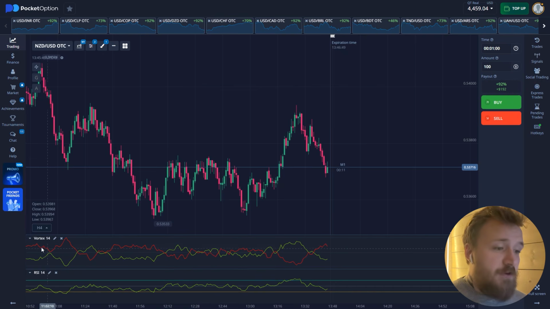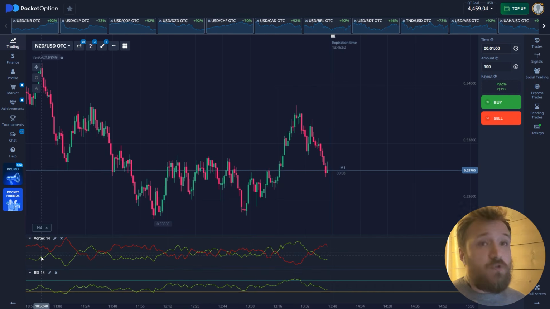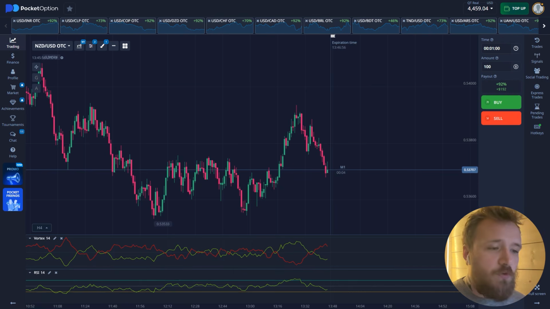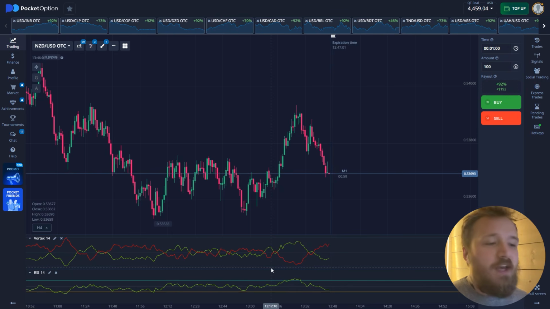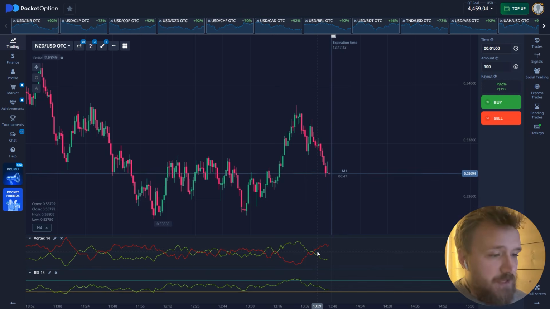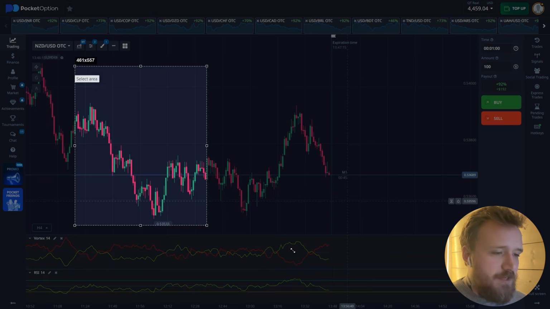In a previous video, I don't remember which one exactly, I explained how Vortex works. As for RSI, I think you all know it well. It has two main levels, 70 and 30, which indicate the overbought and oversold zones. The Vortex indicator is a bit different. It has two lines, red and green. Where the red line is above the green, we see a downward trend on the chart. Let me illustrate.